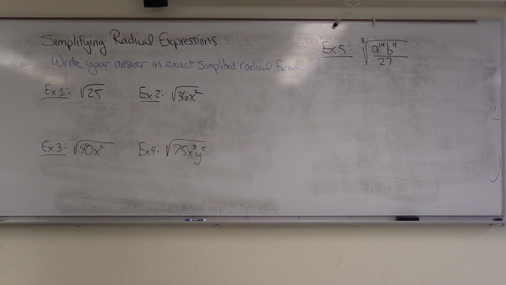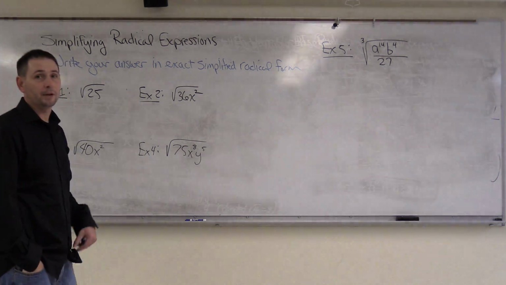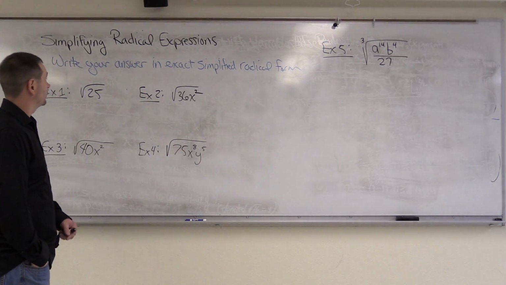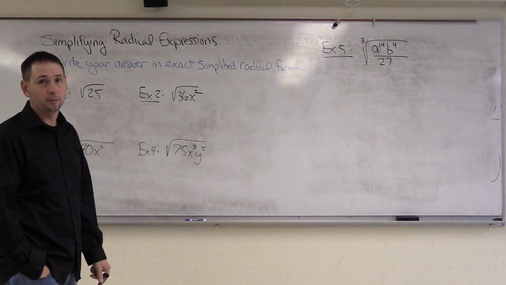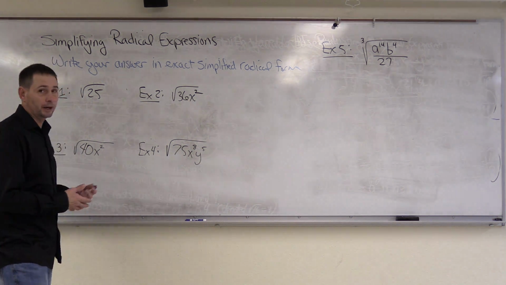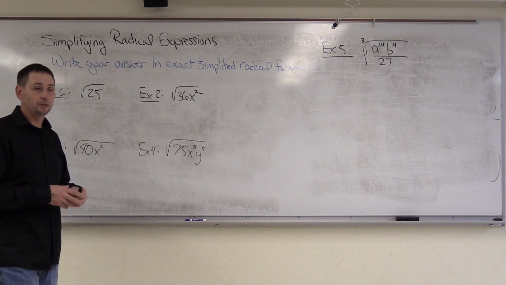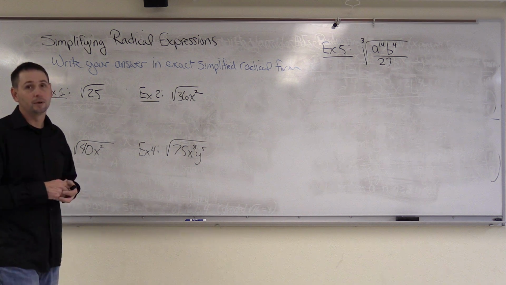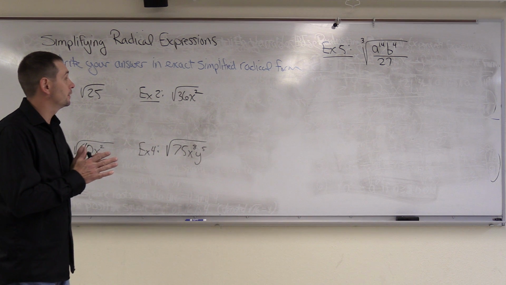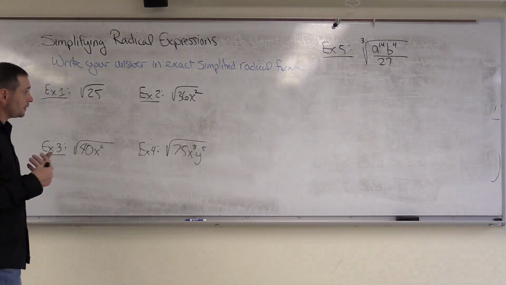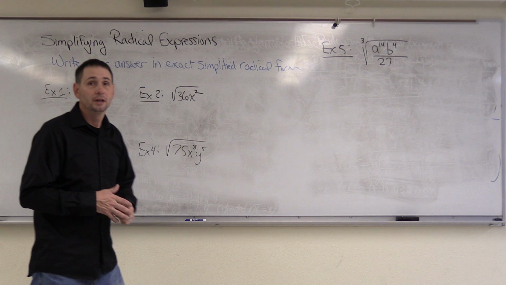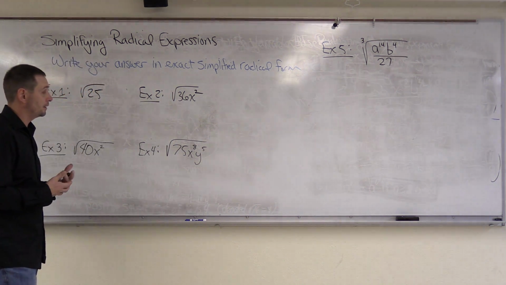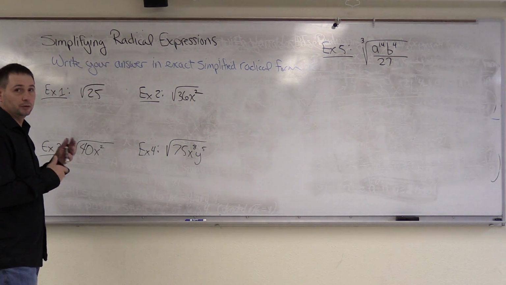Now we'll look at simplifying radical expressions. When we ask, we're generally going to ask you to write your answer in exact simplified radical form. So if it's not a perfect square or a perfect cube, and you don't just get a nice whole number or integer answer, then we're going to look for an exact simplified radical form. And the only way to do that is to do this by hand.